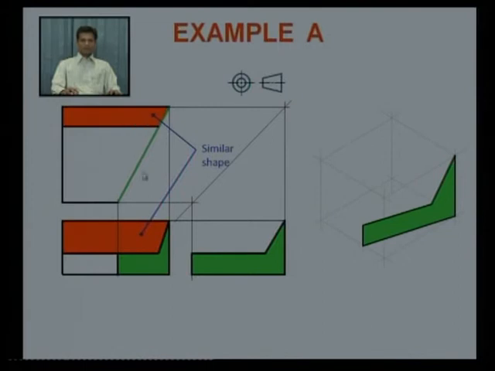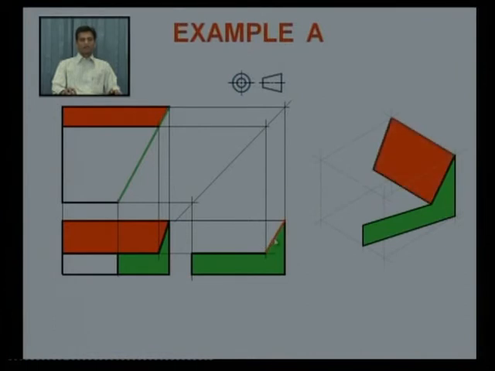Similar shape, this and this both are similar shape, having red color. So that also can be identified and could be drawn from here to here. So this line shows the plane of these two objects or these two areas, which is drawn over here like this. So this line shows the plane, this red colored plane.